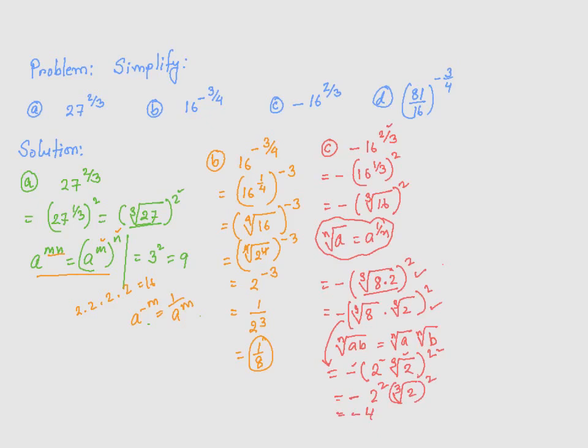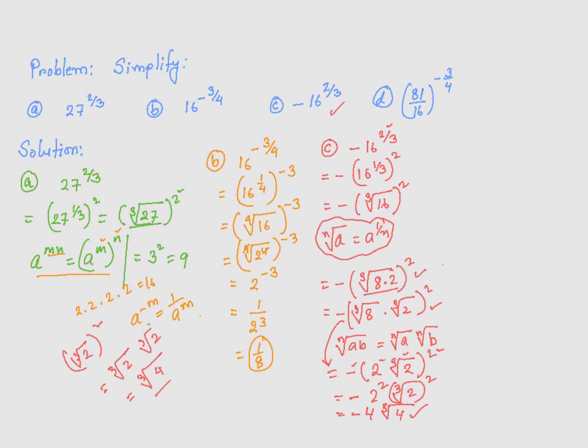Then this could be simplified a little further. It's going to be the cube root of 4. Let me show you how I get this. The cube root of 2 squared is the cube root of 2 times the cube root of 2, which is, by the way, just the cube root of 2 times 2, which is 4. That's how I get this. So this is what we get if we simplify this.